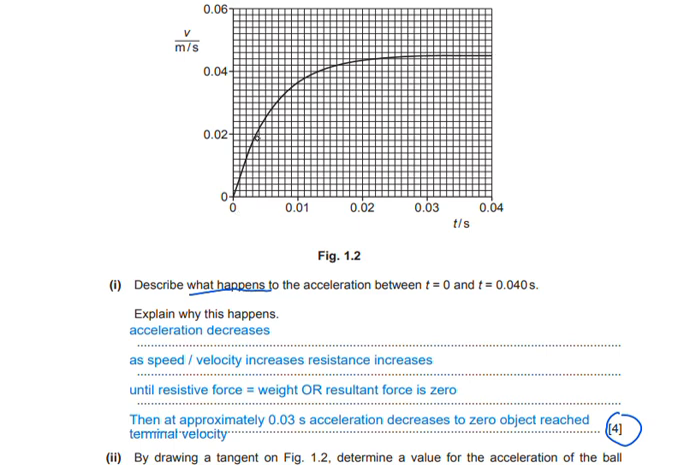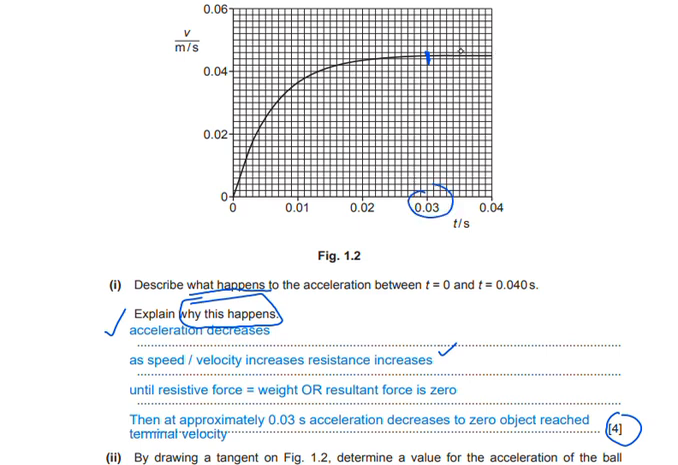So first we need to talk about what's happening with acceleration. Acceleration is decreasing. Okay. So why is this happening? Let's talk about this side by side. We know that the ball was moving down the oil. As its speed was increasing, the resistive force by the oil on the ball was increasing. So as the speed or velocity increases, resistance increases. So up till here, we can say like this point, 0.03 seconds.